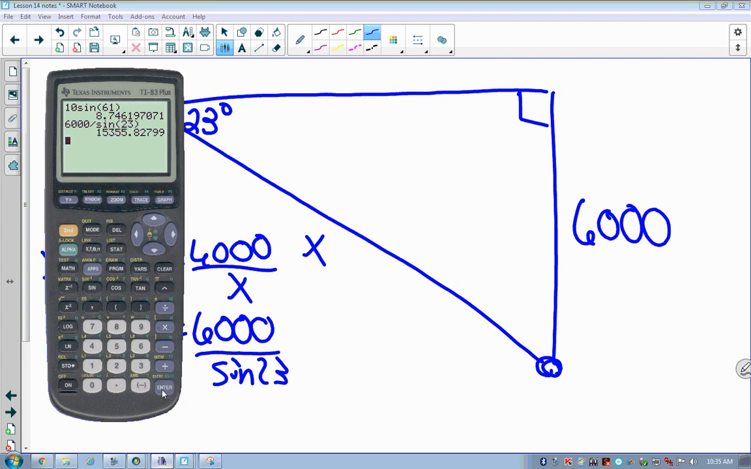Okay, and I should get something in the ballpark of 15,355.83 feet. Is that what you got?